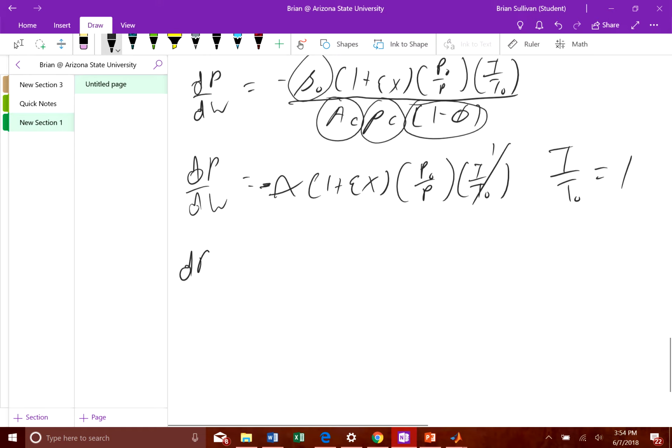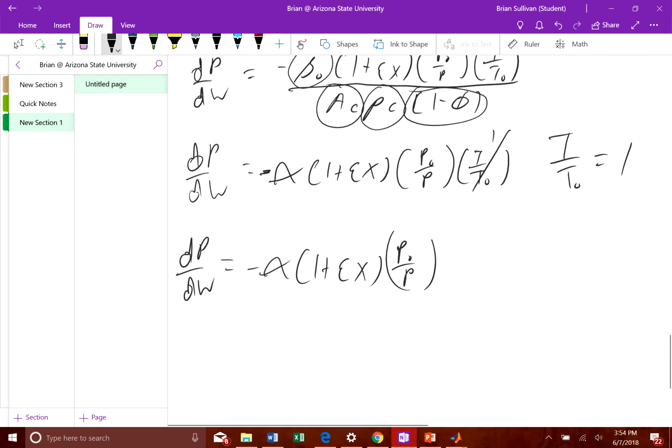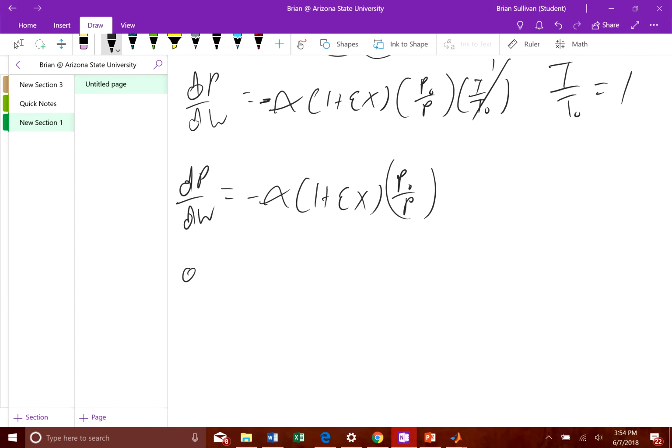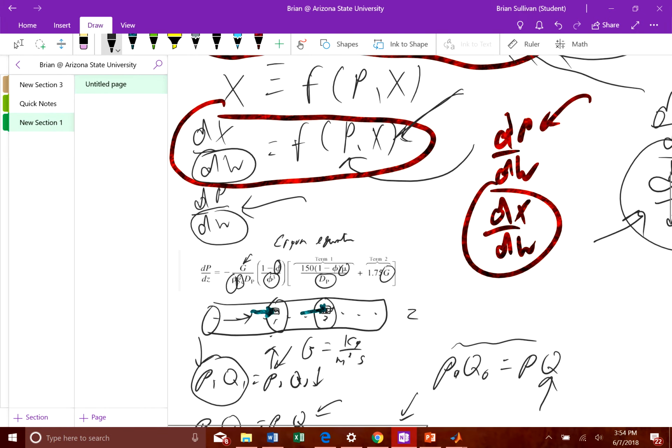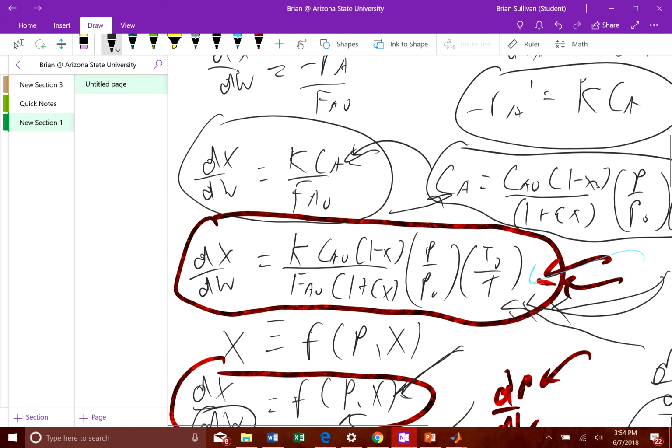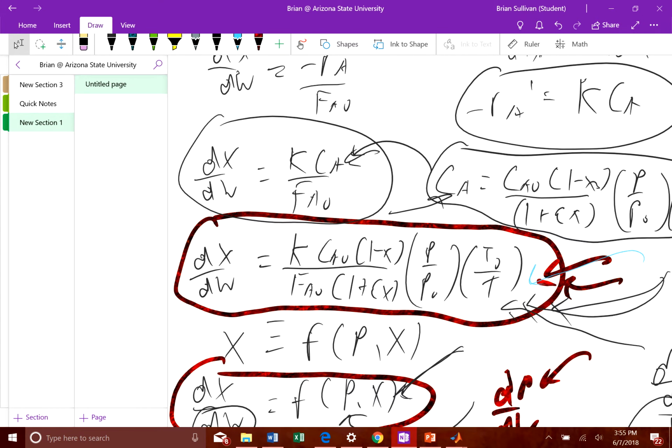Okay, so now we got an equation for dP/dW equal to negative alpha, 1 plus epsilon x, or expansion factor x, P naught over P. Okay, cool. So, yes, and then we also had from the very first video, dX/dW equal to, let's take a look. It's been quite a process. This is just a derivation video. This is showing you how the logic flows through dealing with pressure drop.